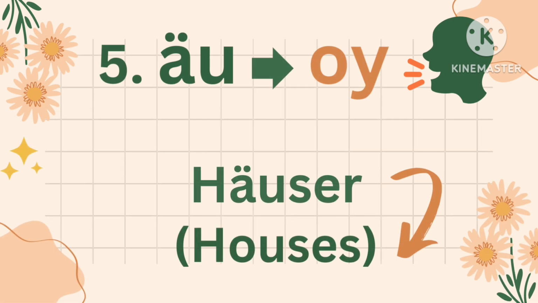Ä and U, äu, sounds as oi. For example, Häuser. Häuser.